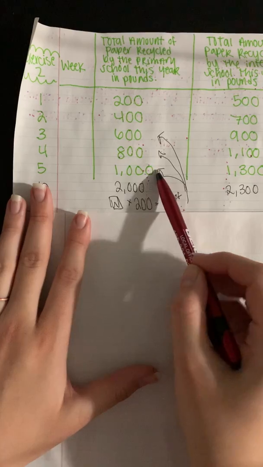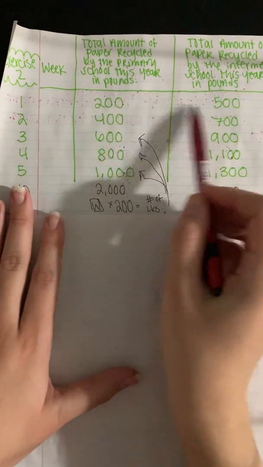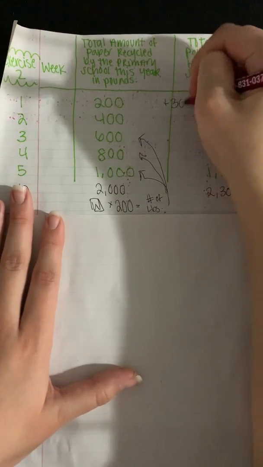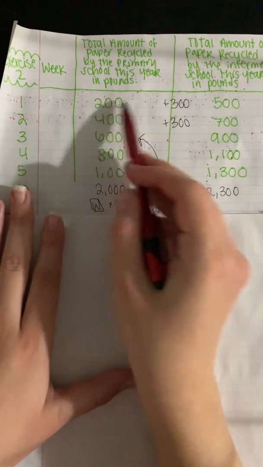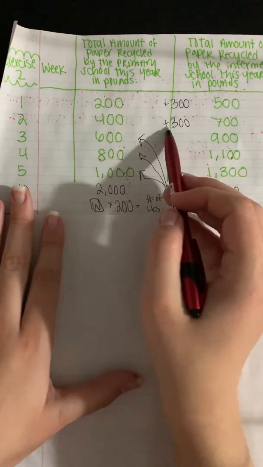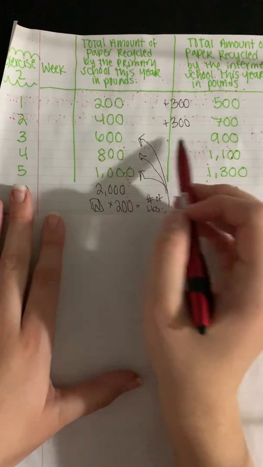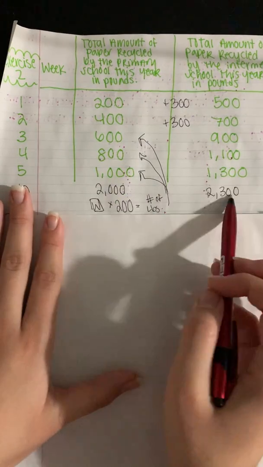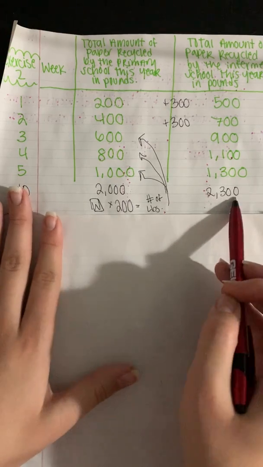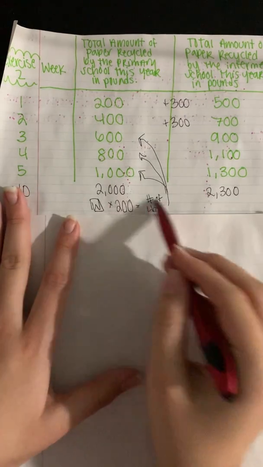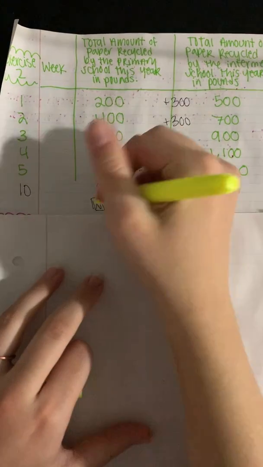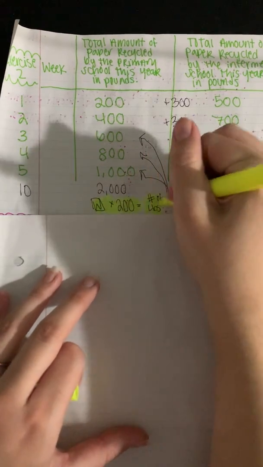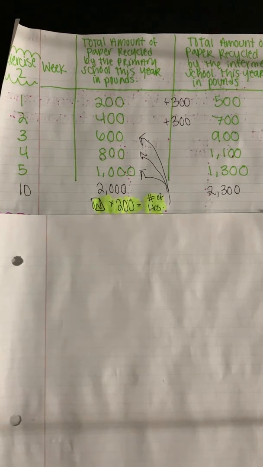I noticed between this chart and this chart that we had an extra 300. If I add 300 to what I have here, I get what the intermediate grades had. So 200 plus 300 is 500. 400 plus 300 is 700. 600 plus 300 is 900. That's true for all of these. 2,000 plus 300 is 2,300. So if I take this expression that we just wrote and add 300 onto it, I add on an extra step, then that'll give us the intermediate number of pounds of paper.